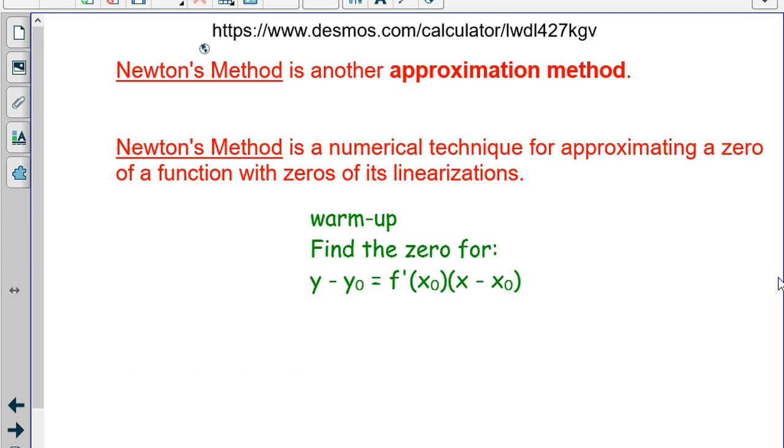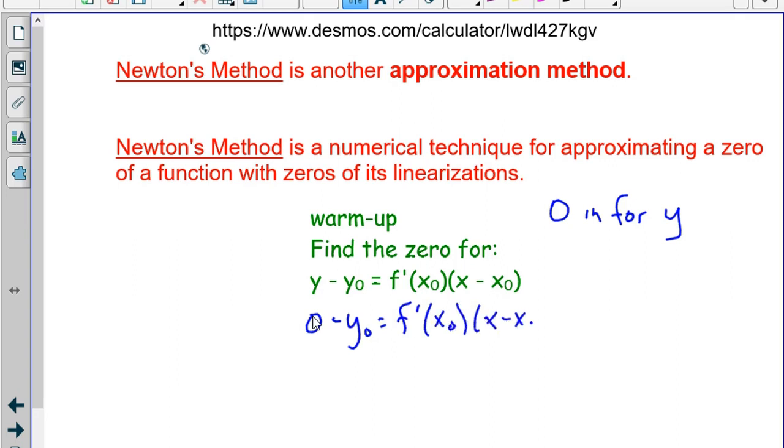For the warm up, find the zero for this. Hopefully you did that already, but that basically means you substitute 0 in for y, and then we're going to find this. So 0 minus y naught equals f prime of x naught times x minus x naught. We get negative y naught divided by f prime of x naught equals x minus x naught. And that comes from just realizing that 0 is in front of that. That doesn't mean anything. Then we divide by the derivative.